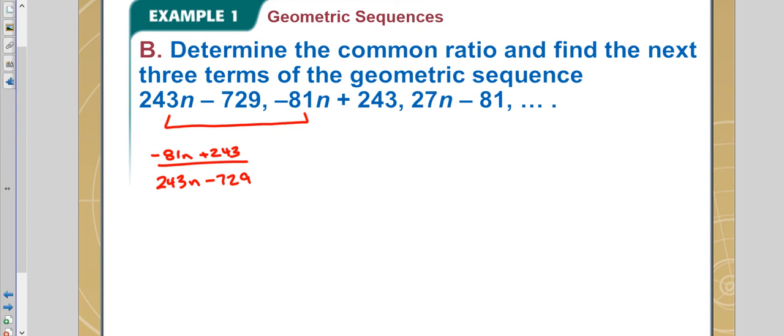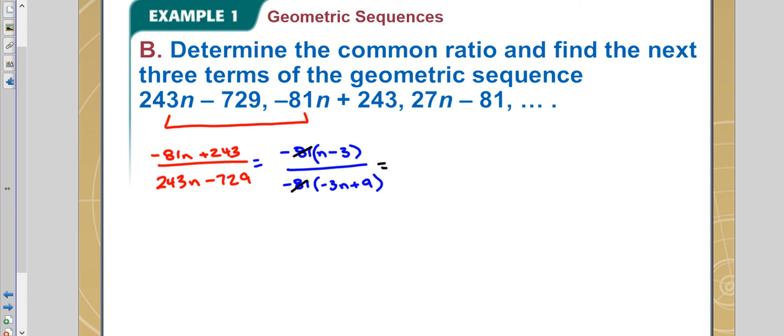Now the easiest thing to do here is to see that there's a GCF all the way across. If I take out a -81 here, what I'm left with is n minus 3 up top. And on the bottom, if I took out a -81, I'm left with -3n plus 9.